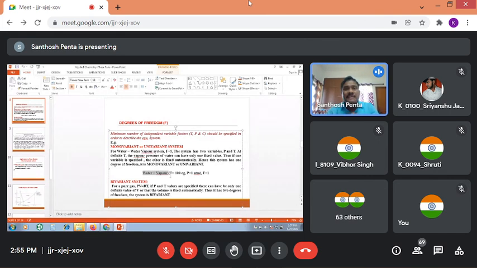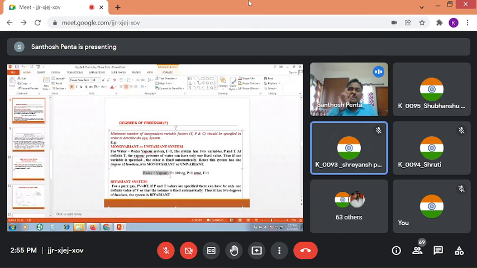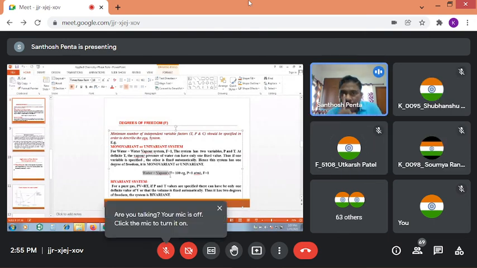So according to the scientist Willard Gibbs, how many degrees of freedom are there here? 1. That means one independent variable factor should be specified. The definition is: minimum number of independent variable factors should be specified. Okay. Once again, I am saying water is in equilibrium with vapor.